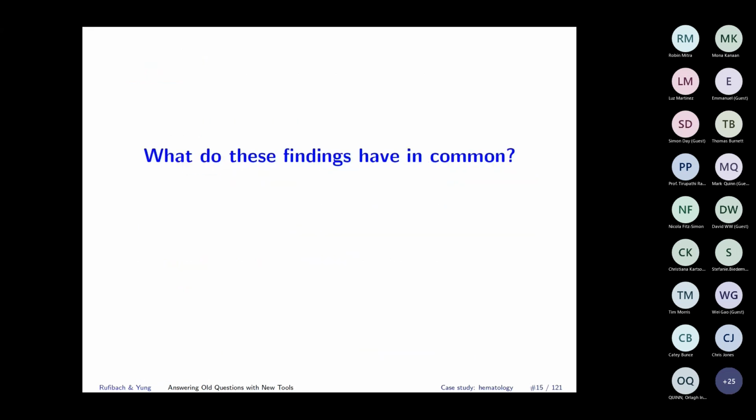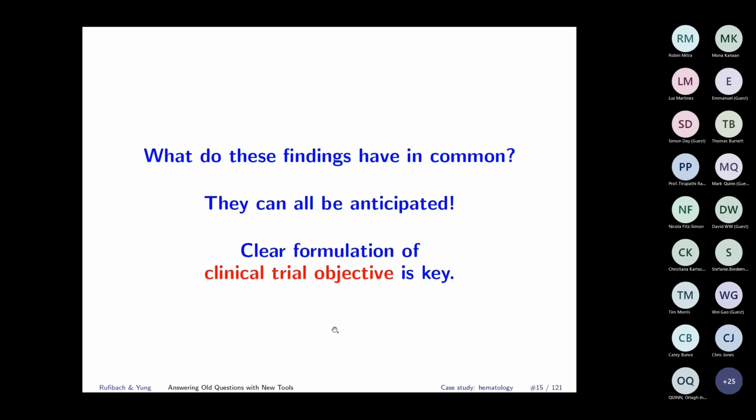But all this has something in common. The fact that we have stem cell transplant, that we have these multi-phase strategies, that we have potentially non-proportional hazards, that we have cure, they all have one thing in common. They can all be anticipated. You knew about every single one of these aspects when you designed the trial. So we should be clear about what we are going to do. So this should enable us to clearly formulate the clinical trial objective.